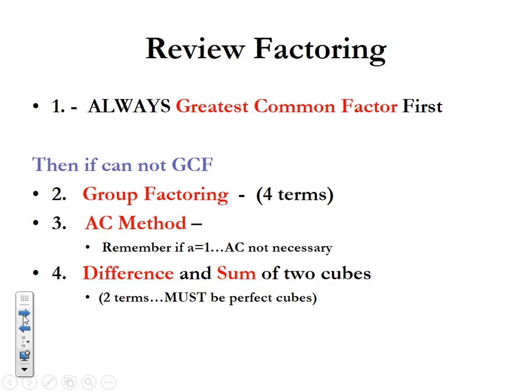Now you guys can write this down if you want. You don't have to write this part down, but we are going to be working with factoring a lot. So the first thing we always have to look for is that greatest common factor. Okay, if it can't be greatest common factor, then we're going to move on. We're going to do grouping, that's 4 terms. Our AC method, that's our 3 terms, our trinomial. And then we have difference and sum of cubes, and we also have what? Difference of squares. Sorry, that one's not on there. Okay, so make sure that we're looking for all of these things.